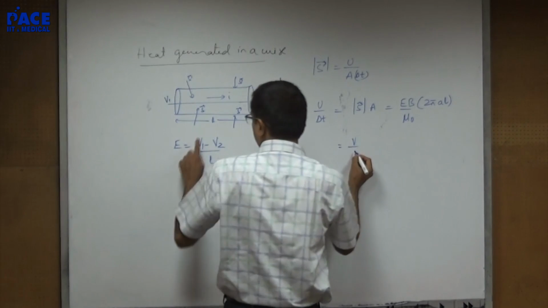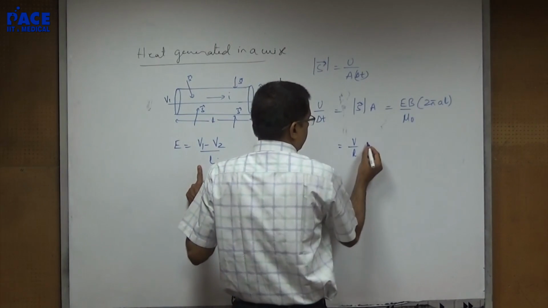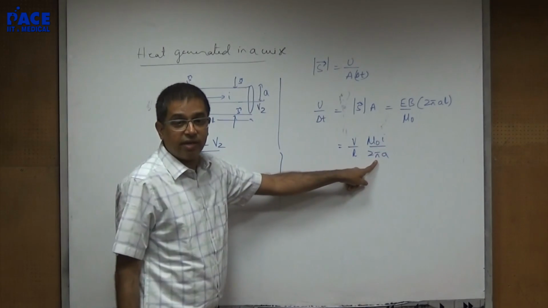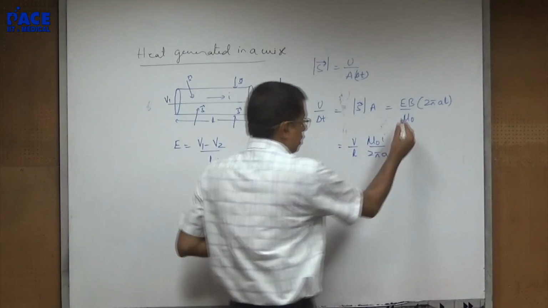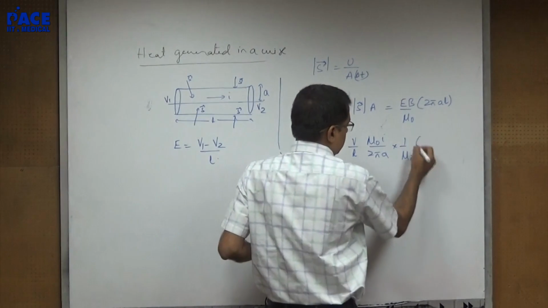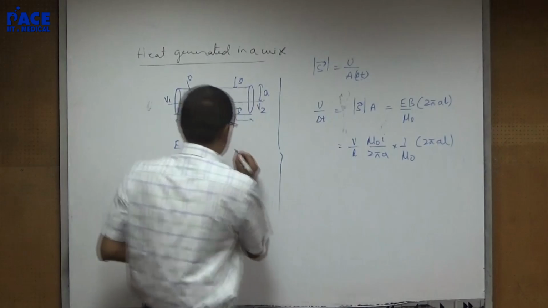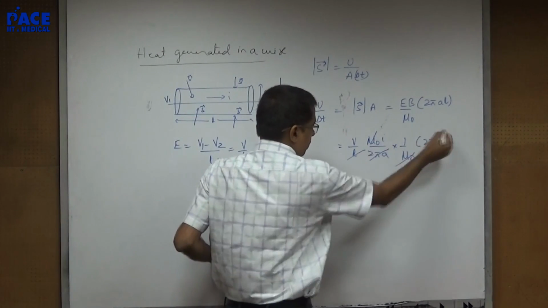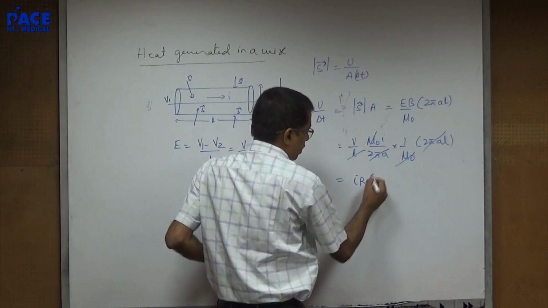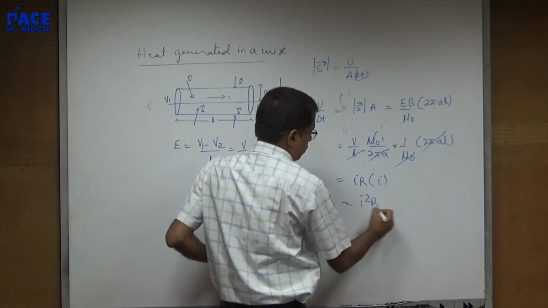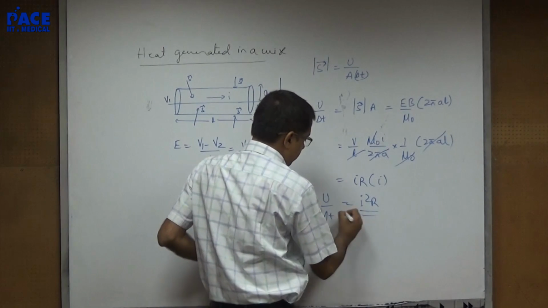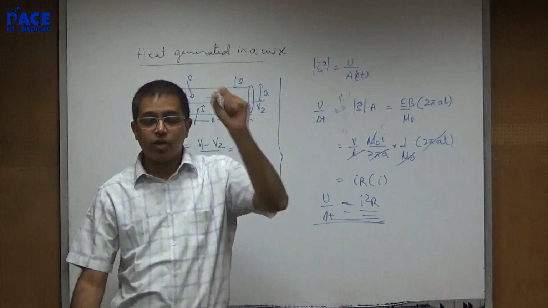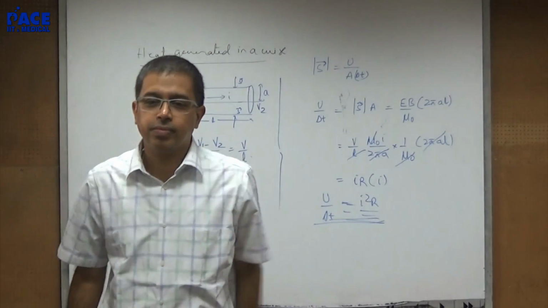Electric field is V by L. Magnetic field is mu naught I by 2 pi A, the magnetic field on the surface of the wire, into 1 by mu naught into 2 pi AL. Right? Now mu naught, 2 pi, L cancel. V is equal to IR. I square R is energy per unit time, which technically is the energy entering as electromagnetic wave into the wire.